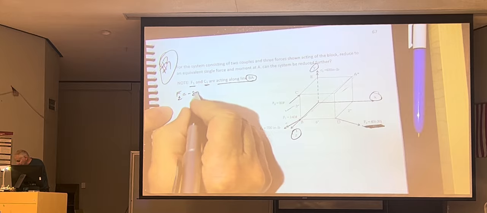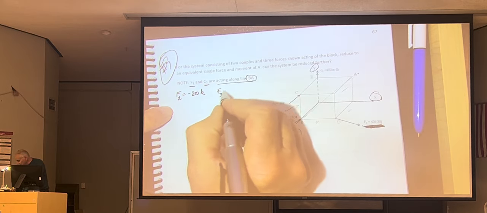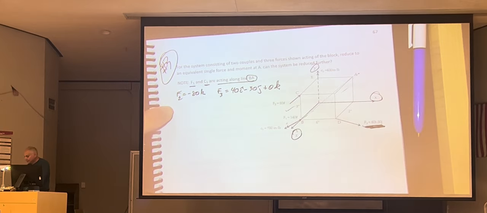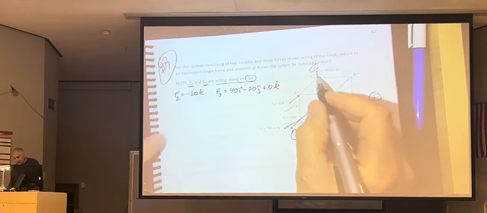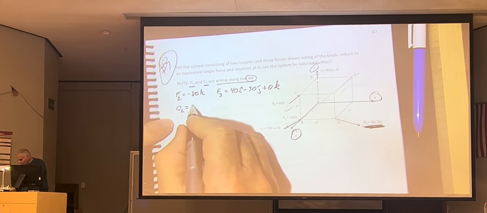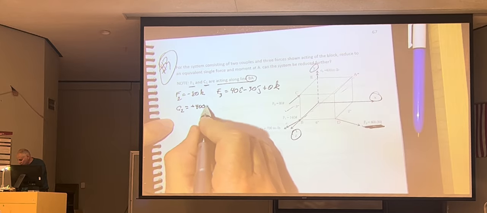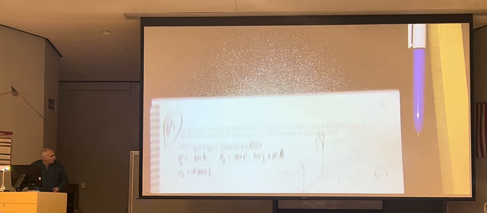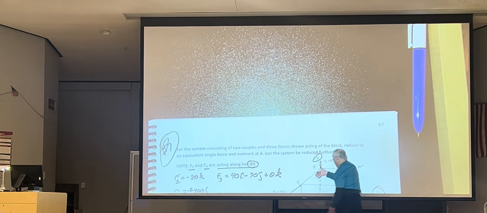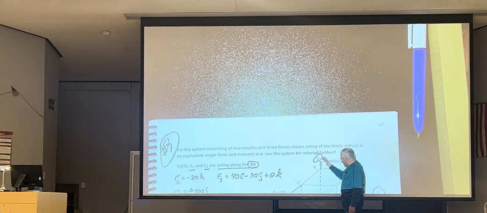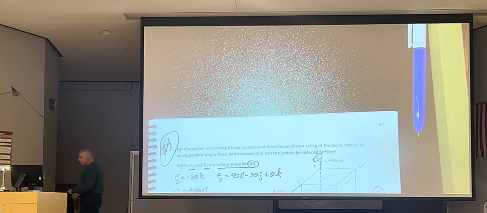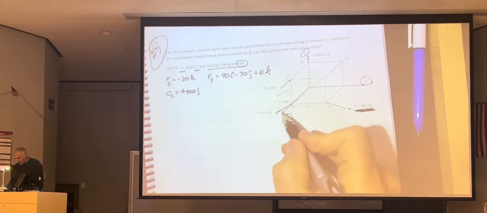F2 is minus 80K. F3 is 40I minus 30J plus 0K. Those are the easy ones. C2, or this moment couple, is going to be a positive 400J. Why? Because I'm going to put my thumb along here, and that thumb is pointing in the positive J, which is turning this way with my right hand. The only thing I don't know is F1 and C1.